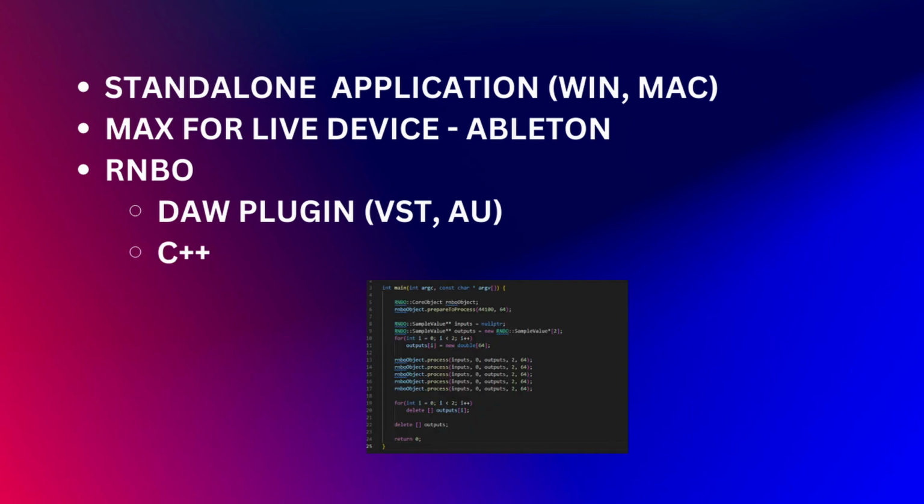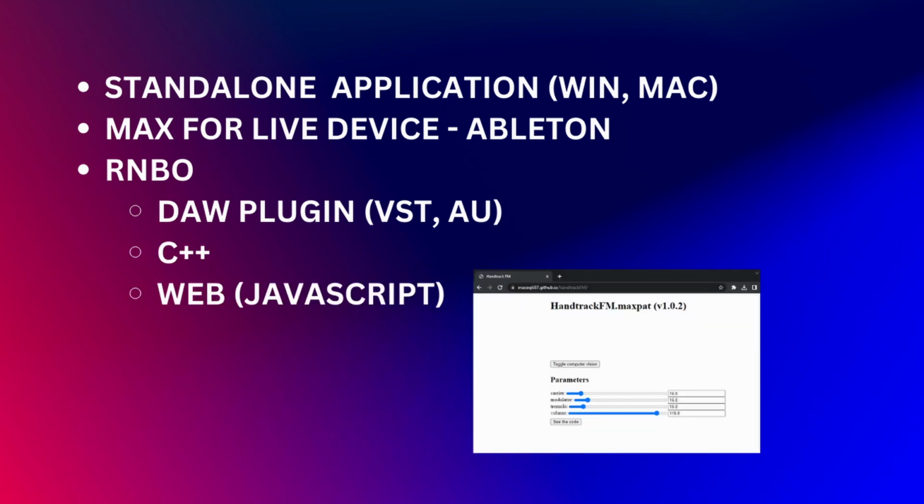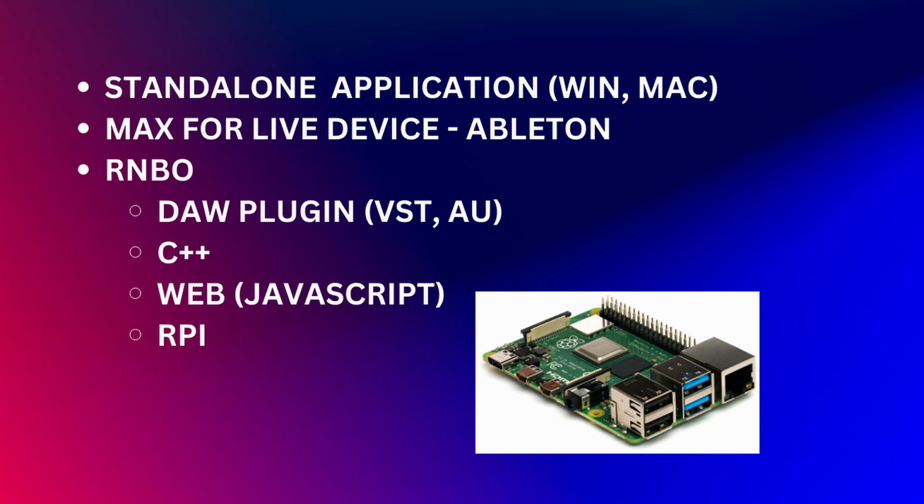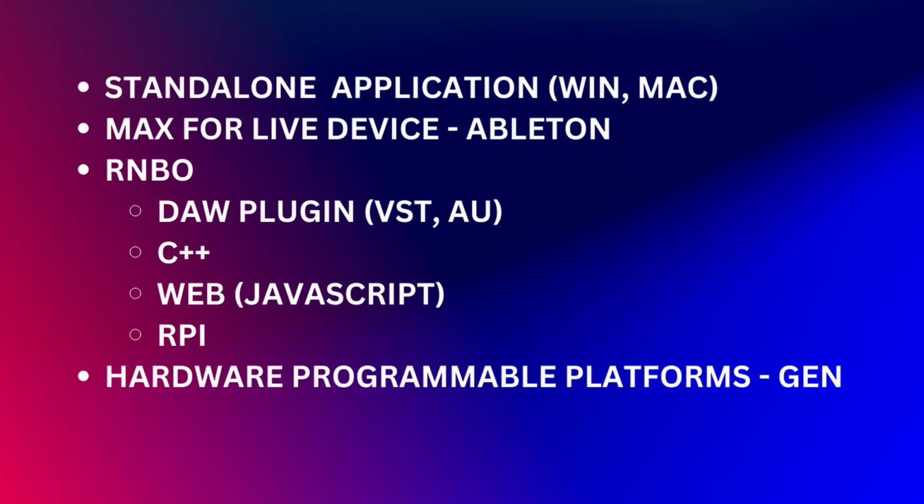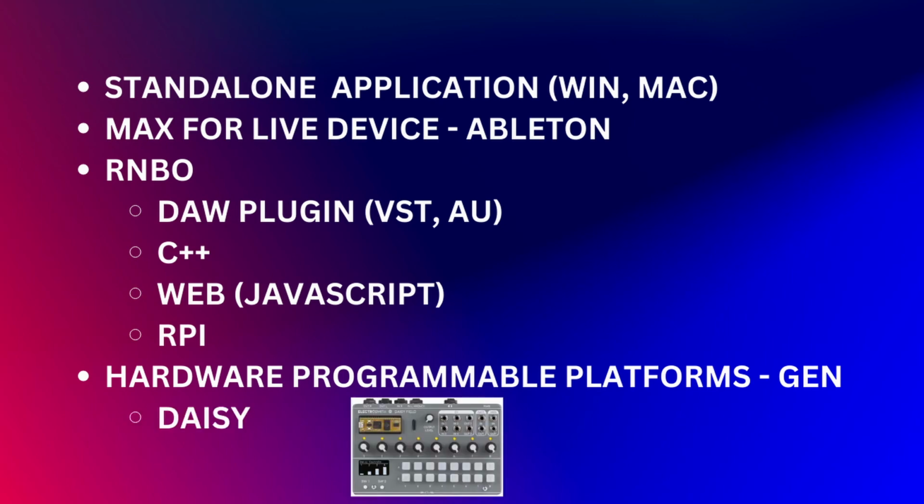It could also be exported into C++ code. It could be exported into JavaScript code and used in a web browser. Or there's also the option to export it to Raspberry Pi, and that Raspberry Pi code could be controlled from a web browser within the local network, which gives plenty of opportunities, I would say. And code generated using Gen in Max can also be exported into a hardware programmable platform, for example, the Daisy platform, which could be used as a stompbox type of effect, or it could be used in Eurorack. So again, it could be turned into so many different things.